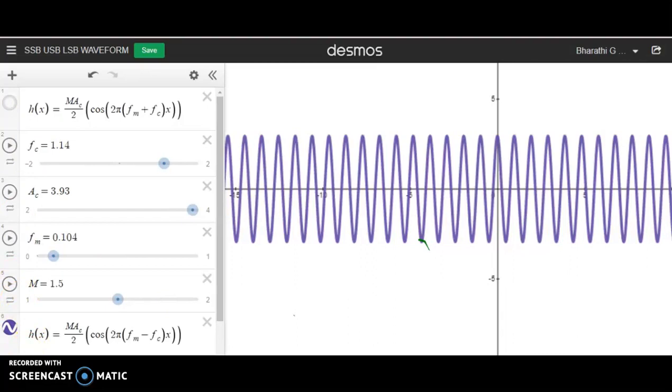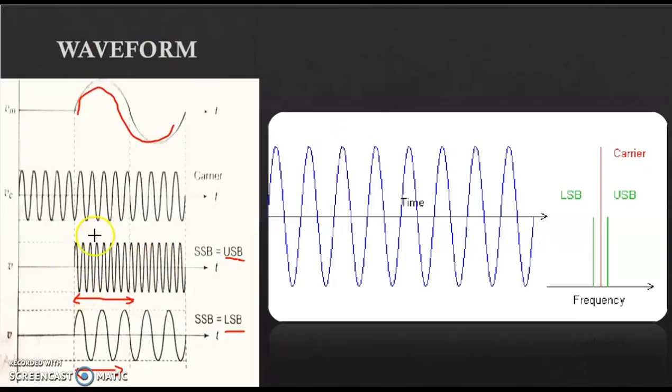That's all about the graphical representation of this waveform using the Desmos calculator. At last, we observe in the simulation that the USB is for higher frequencies and the LSB is for lower frequencies.